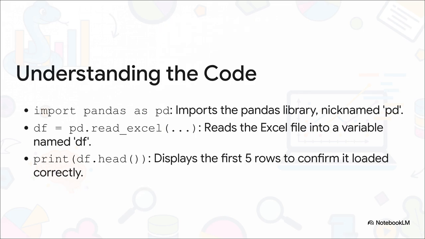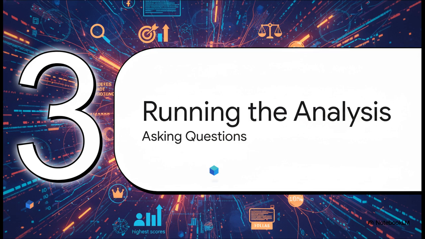So that first line, import pandas as pd, that's us calling our trusty assistant, Pandas, into the room. We're also giving it a shorter nickname, pd, just to make our lives easier. Then the second line tells pd to read Excel and store everything it finds in a variable we're calling df. Think of df as our interactive data table. And finally, that print(df.head()), that's our quick safety check. It just shows us the first 5 rows so we can peek at the data and make sure it all loaded in correctly.